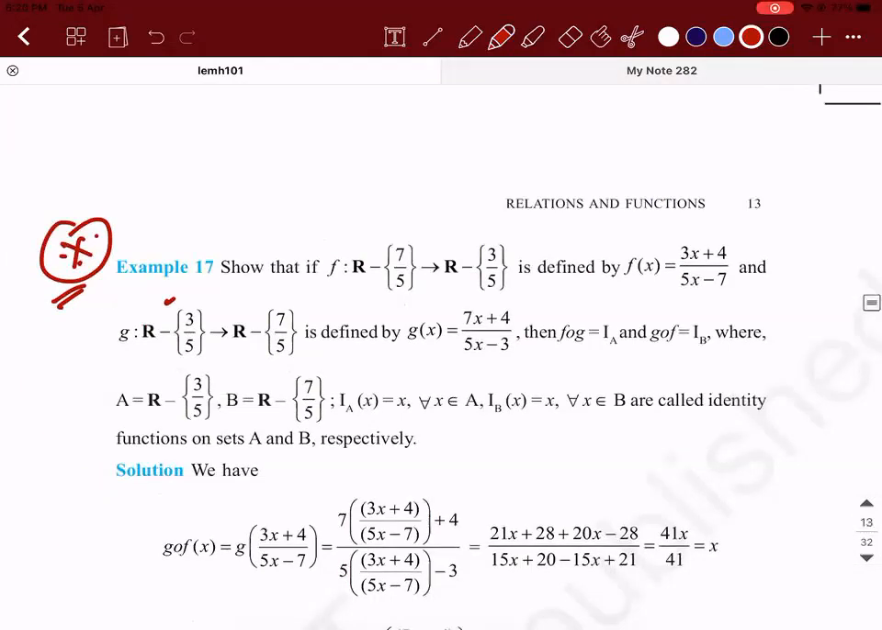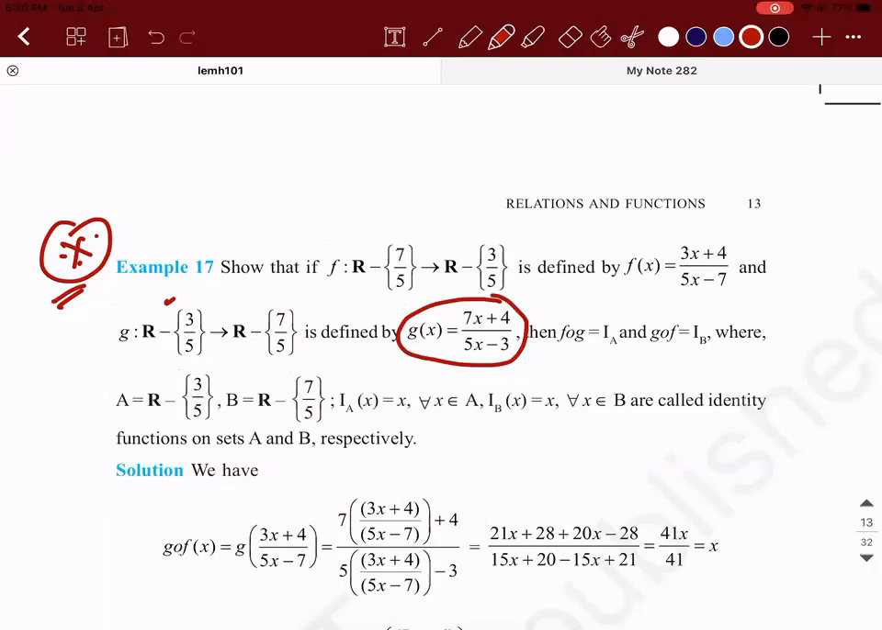What is happening? They are getting interchanged. That is the reason I told you this is the base for invertible functions. They get interchanged, which means the codomain will become the domain and vice versa. Given by g of x is equal to 7x plus 4 divided by 5x minus 3.